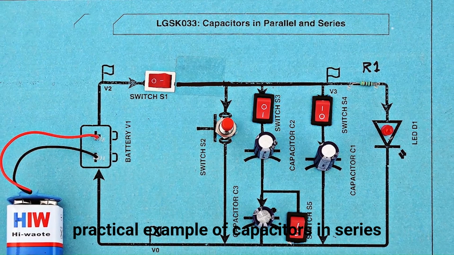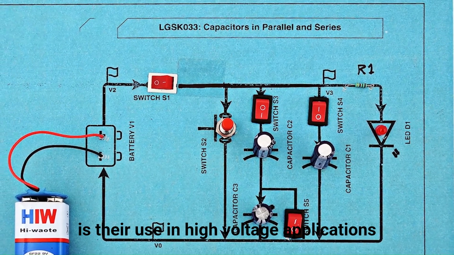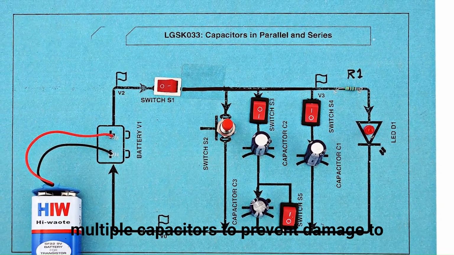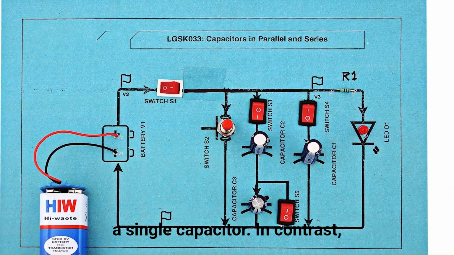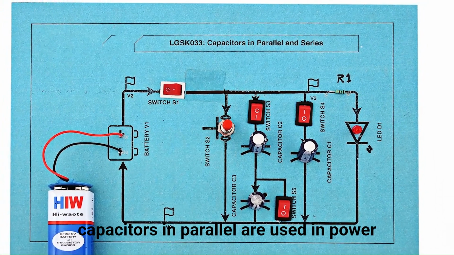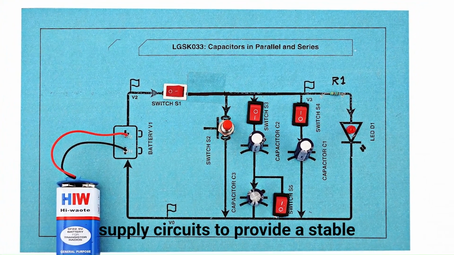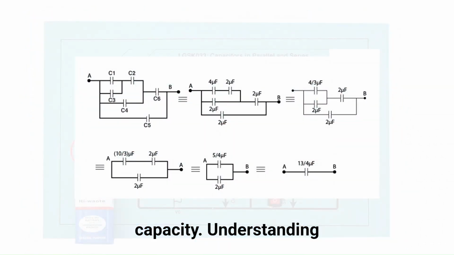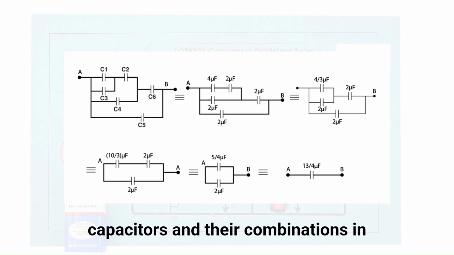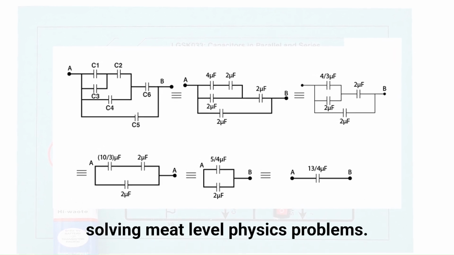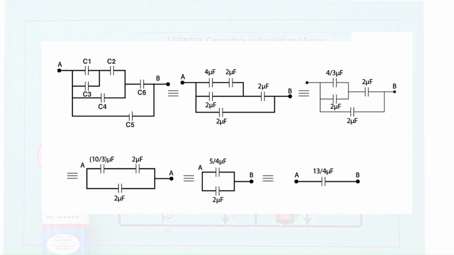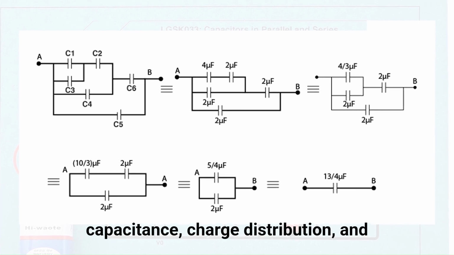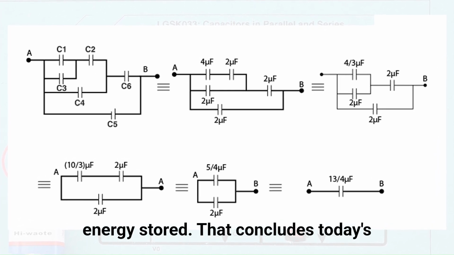A practical example of capacitors in series is their use in high-voltage applications where the voltage is divided among multiple capacitors to prevent damage to a single capacitor. In contrast, capacitors in parallel are used in power supply circuits to provide a stable voltage by increasing charge storage capacity. Understanding capacitors and their combinations in series and parallel is crucial for solving NEET-level physics problems. Many numerical problems require applying these concepts to calculate total capacitance, charge distribution, and energy stored.